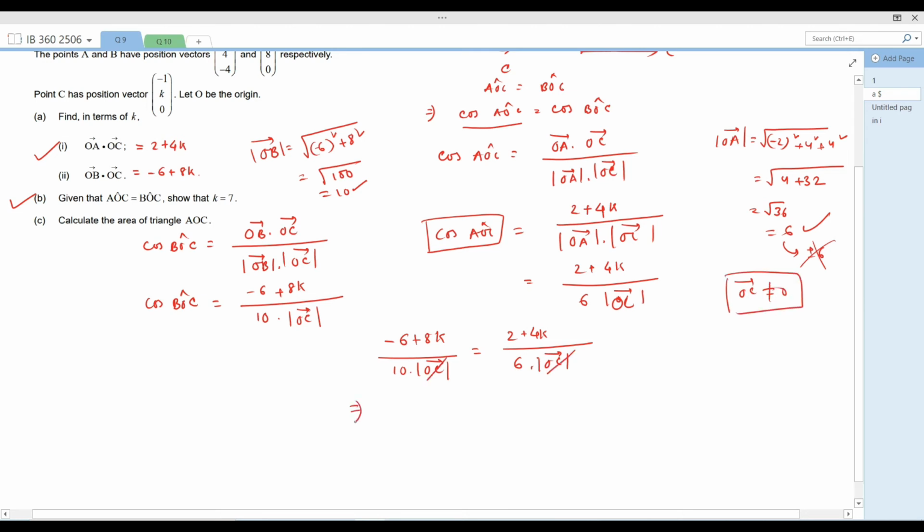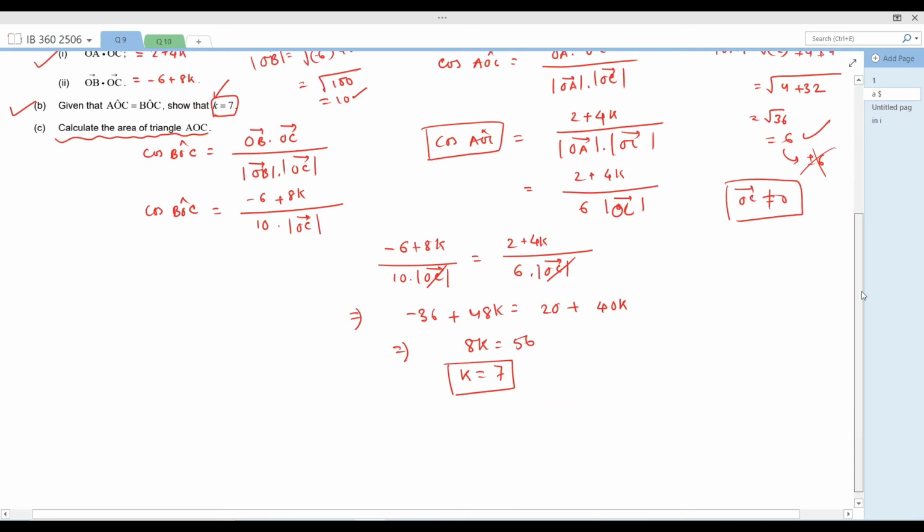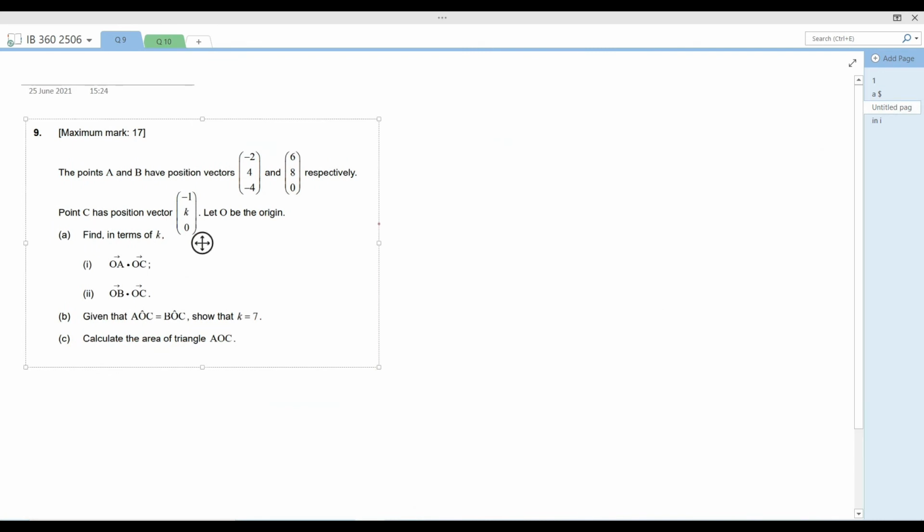So we are left with minus 36 plus 48k equals 20 plus 40k. So we are getting 8k equals 56. So k equals 7. So this part is proved, that is k equals 7, it is proved. Now calculate the area of the triangle AOC. We will do it in the next slide. Okay, so it is proved.